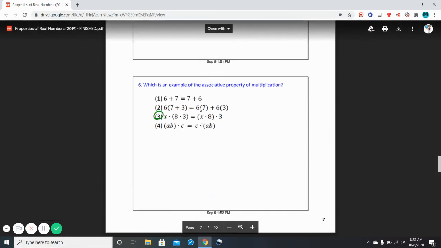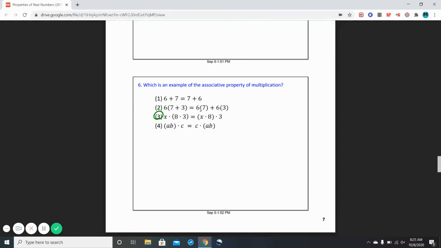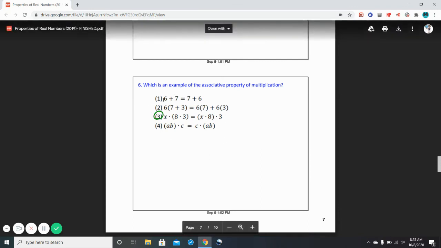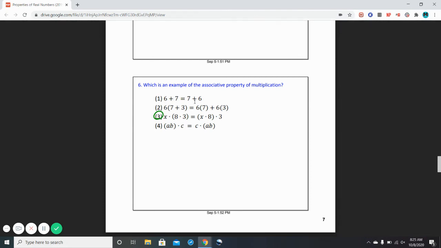Alright, so now I want to go over this. Number 6, what is an example of the associative property of multiplication? Well, the number 1 isn't, that's the commutative property, because there's 2 of the same numbers but flipped. Number 2 is the distributive property.